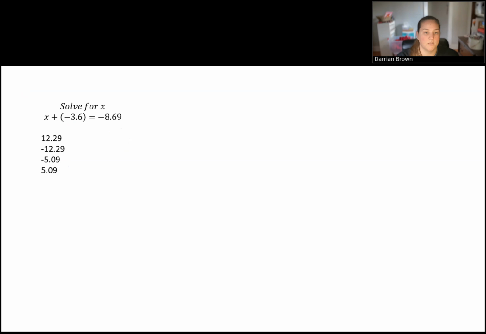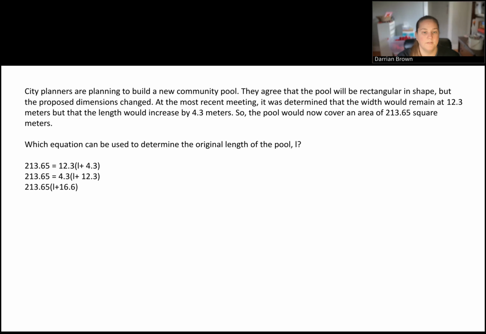Okay, moving along, here's slide 5. We've got a word problem. And I'm going to write number 4 at the top. Okay, so let's look at this word problem. It says city planners are planning to build a new community pool. They agree that the pool will be rectangular in shape, but the proposed dimensions have changed.